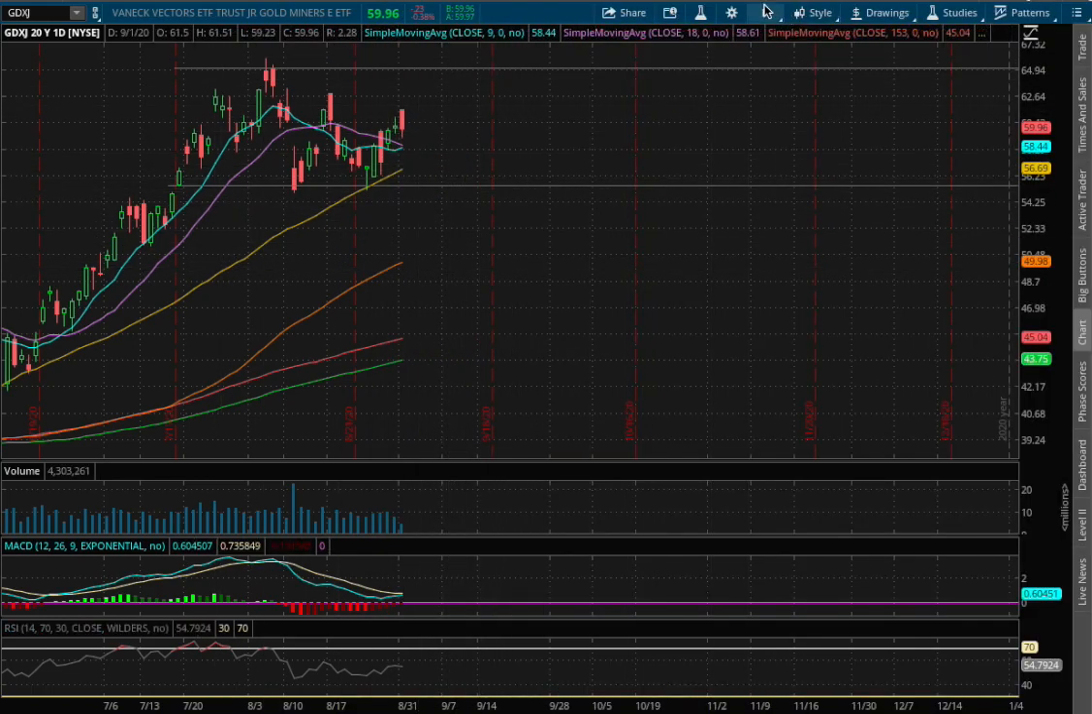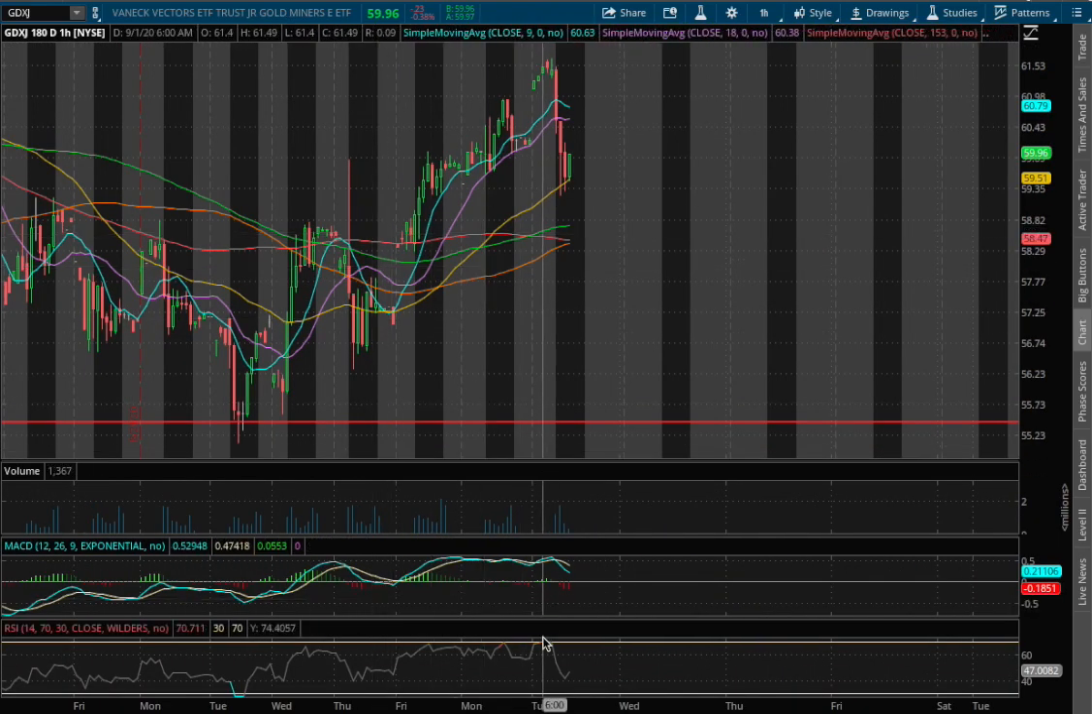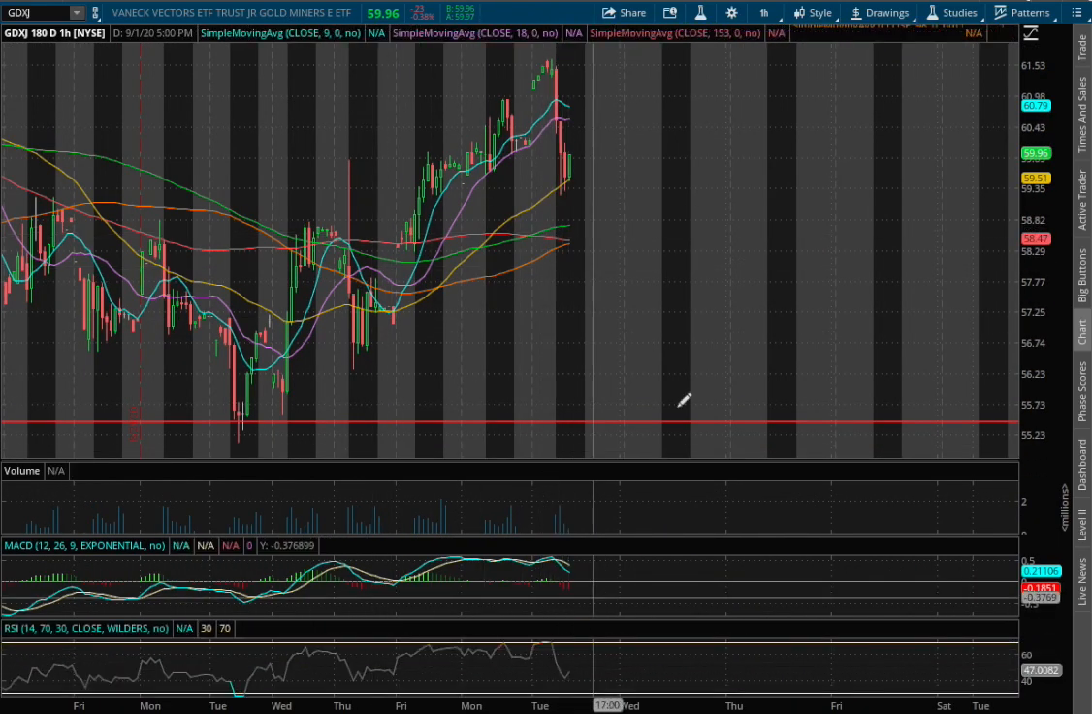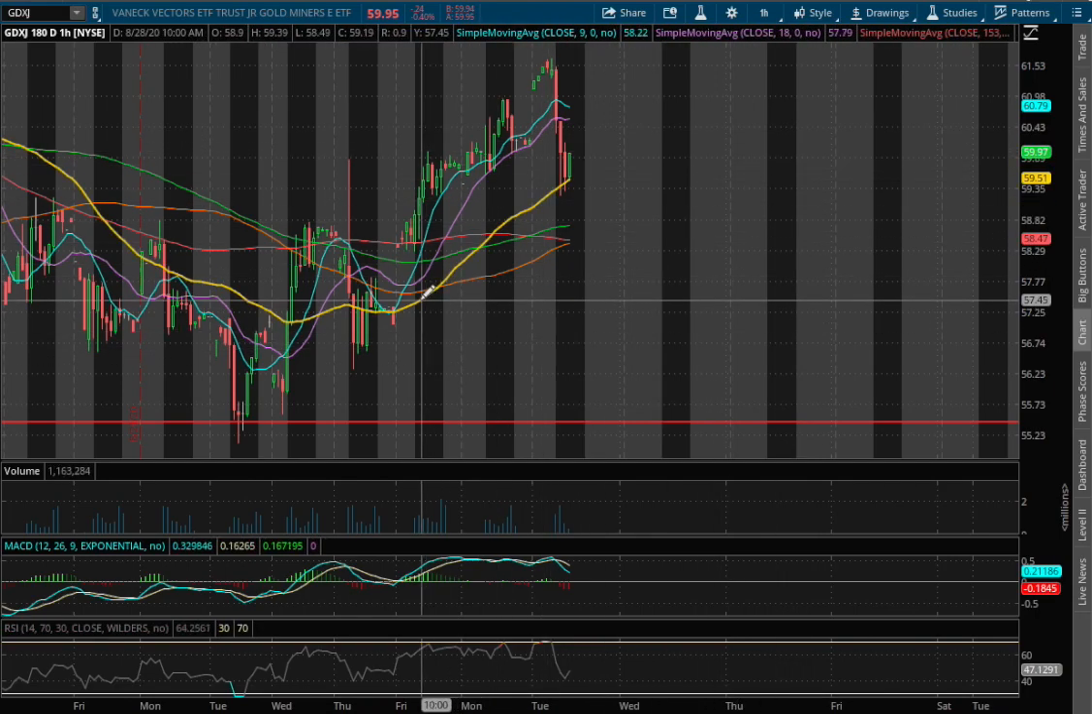We're currently down 40 basis points on the 1 hour chart. We were at overbought on the RSI, however, it's since reversed this morning and we are resting along the 50 moving average, this yellow line.